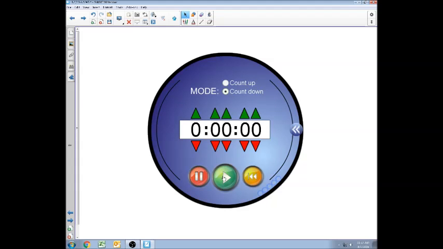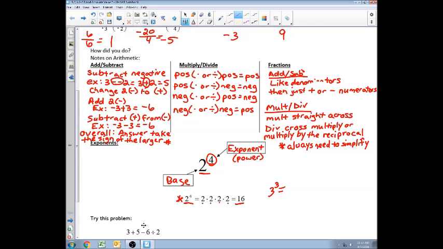Pencils down, please. 3 raised to the 3rd power is going to be 3 times 3 times 3, which is 27.